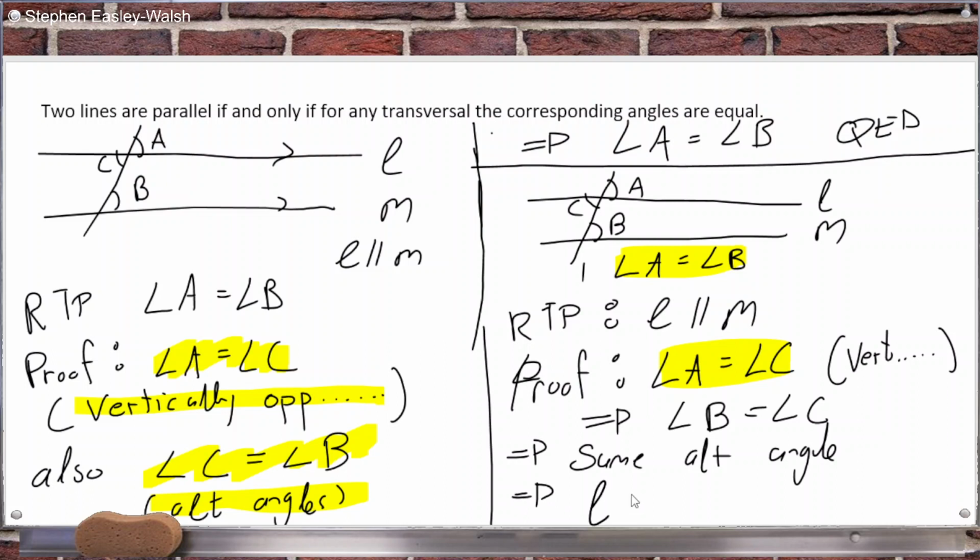And that means we can use the last proof. That means L is parallel to M due to the last proof. If a transversal makes equal alternate angles on two lines, then the lines are parallel. So that's if a transversal, and so on. Literally the previous video. So that ends that proof.